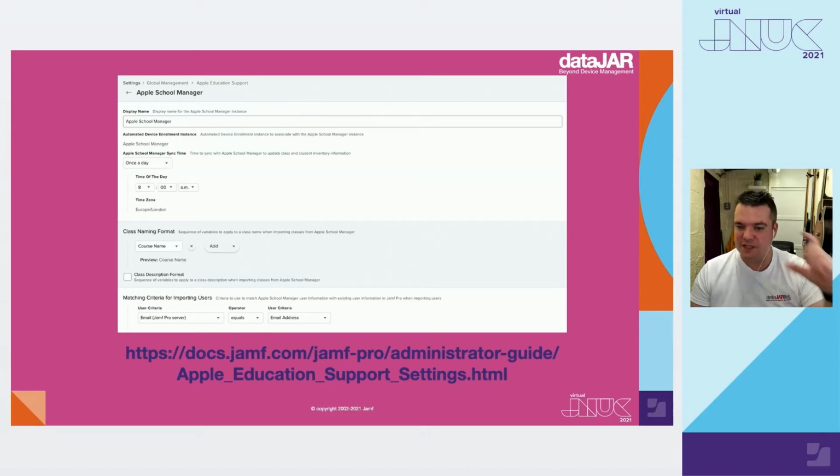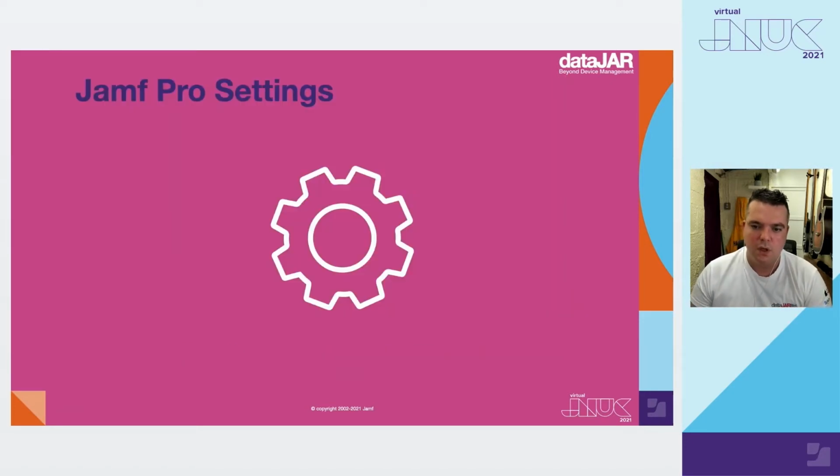So here it advises you when it's going to sync. Obviously, you want the sync to happen after your import from your SIS system. And at the bottom there, we've got the example of the matching criteria, where Jamf Pro, via LDAP, etc., is using the email address to match against the email address within the managed Apple ID. Quite convoluted, but you'll get there. It just needs a bit of thought put behind it.